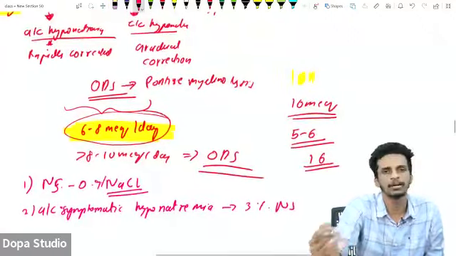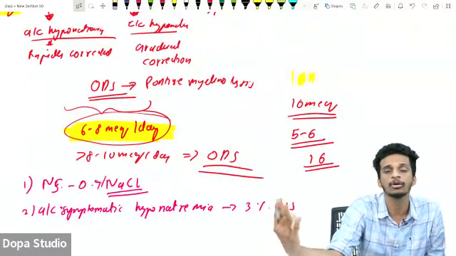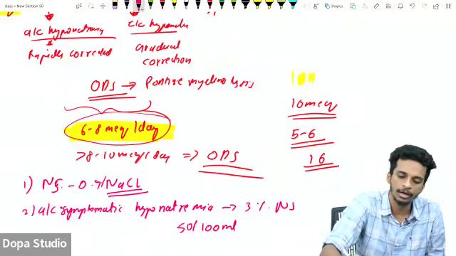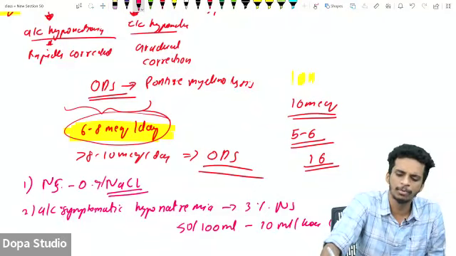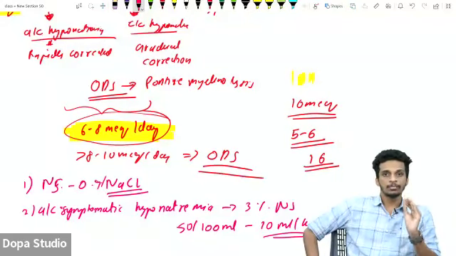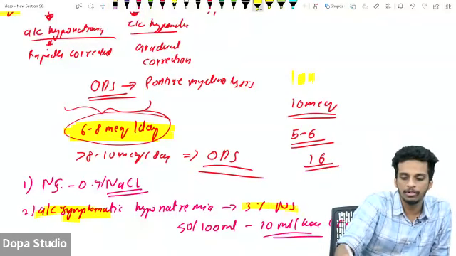So 3% NS, we have many preparations. We have preparations of 50 ml, 100 ml, and 250 ml. Usually what we give is either a 50 ml or 100 ml preparation at a rate of 10 ml per hour. Or for safety purposes, let's take it as 8 ml per hour, but we can usually give up to 10 ml per hour. So only in acute symptomatic hyponatremia, this word is important, we will give 3% NS.